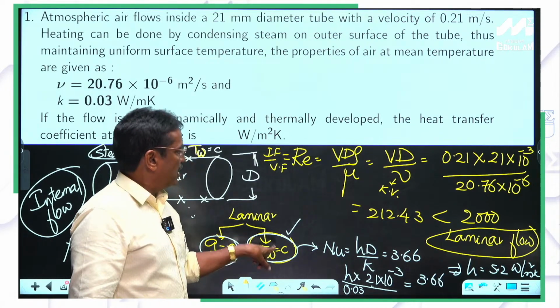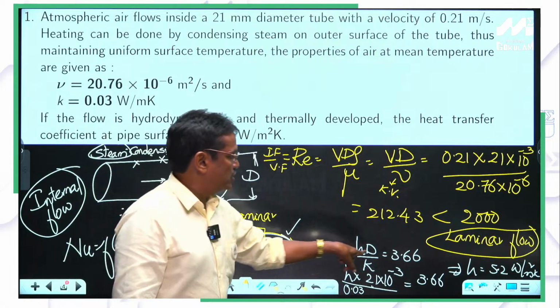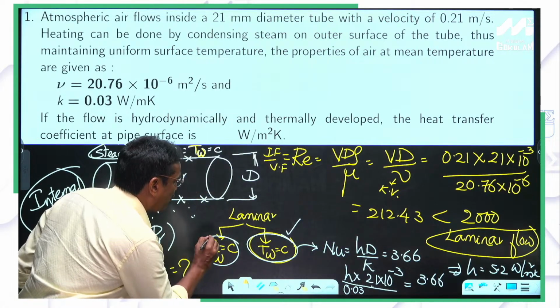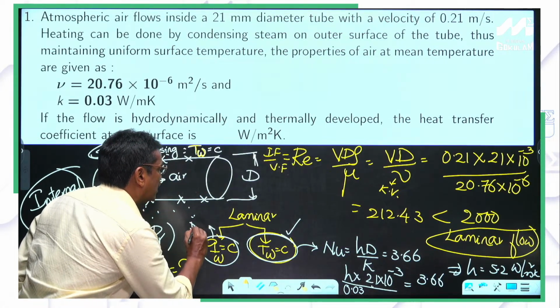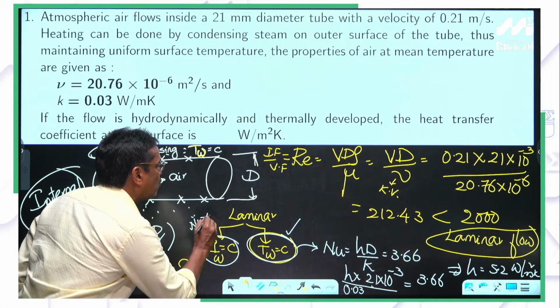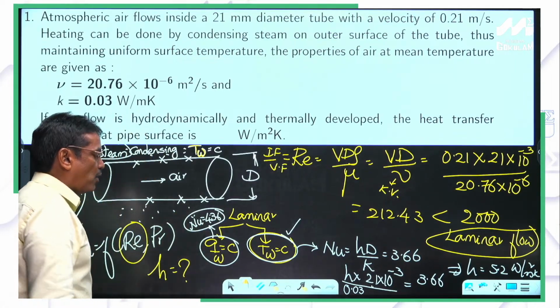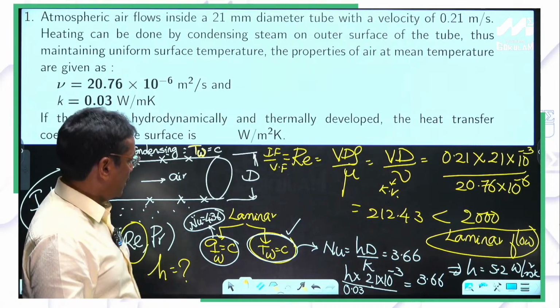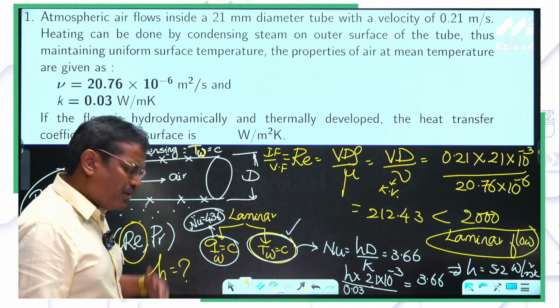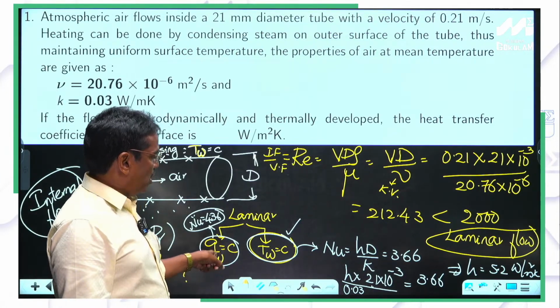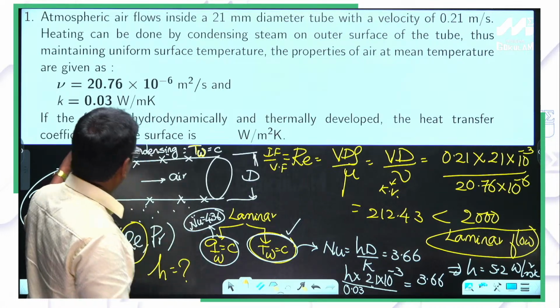Because it is a constant wall temperature condition, the Nusselt number is 3.66. If it is a constant heat flux, then the Nusselt number will be 4.36. Please remember 48 by 11, or 4.36, for constant heat flux. But generally, in constant heat flux conditions, the situation will be different.